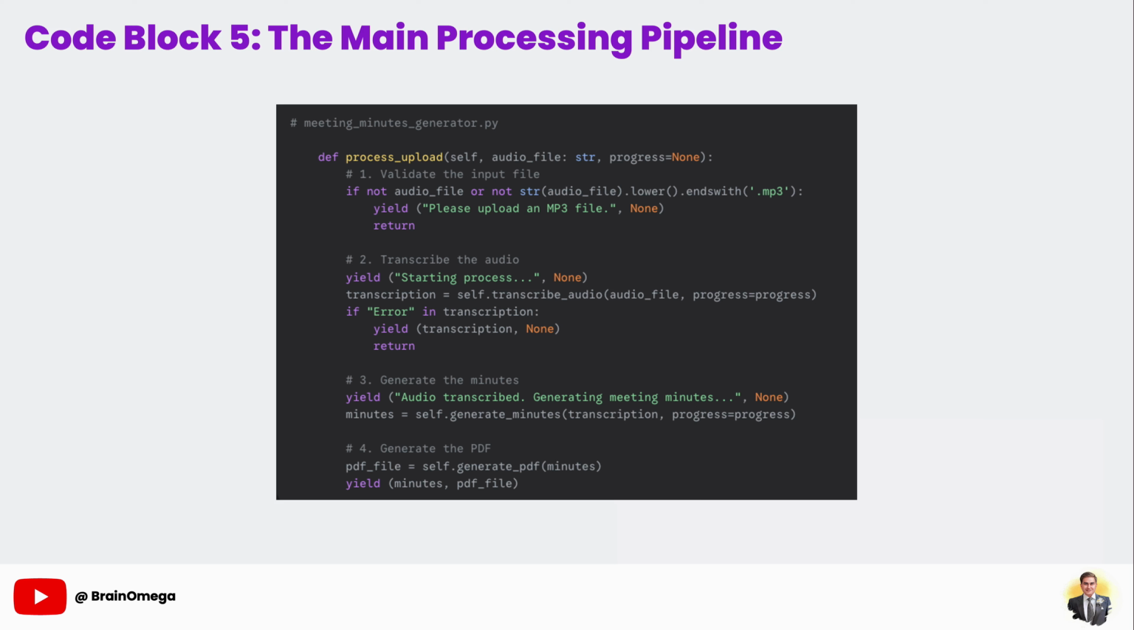It calls transcribe audio to get the transcript, yielding a status update to the UI. If that's successful, it calls generate minutes to create the structured text, again yielding an update. Finally, it calls generate PDF to create the downloadable file and yields the final results, the markdown text, and the path to the newly created PDF file. This function neatly ties our entire pipeline together.